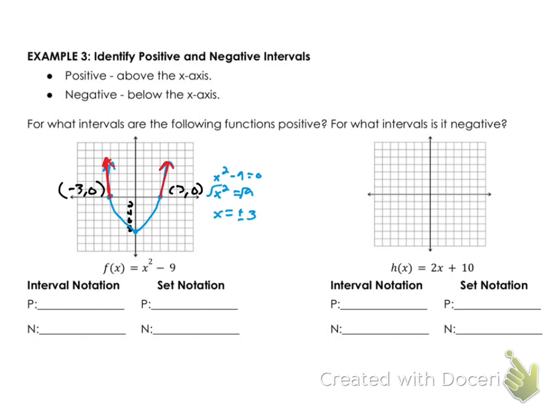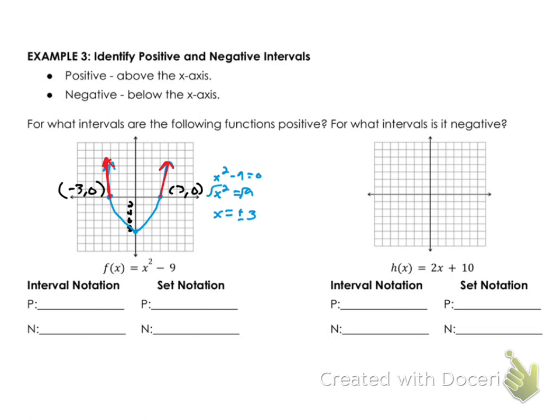Another key here is when you're reading the positivity and the negativity, you're reading it from left to right, like you're reading a book. You're reading it from left to right. So, dealing with the x values, I know part of the reason why it's positive is because it's above the x-axis, which is positive y values, right? But when we write the positive and negative intervals, we're dealing with the x values.